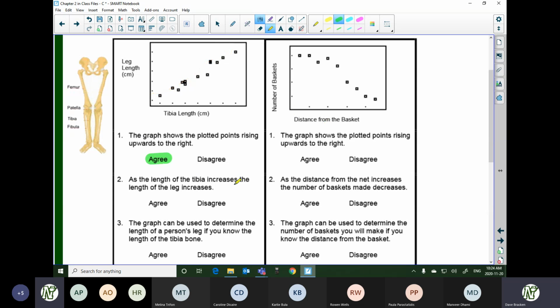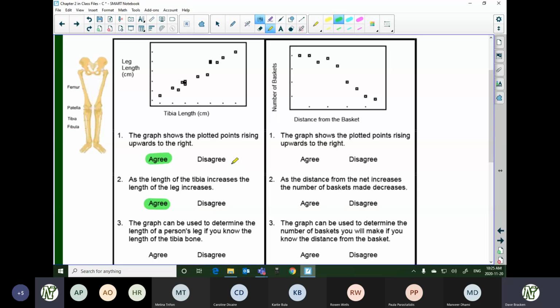As the length of the tibia increases, the length of the leg increases. As these numbers get bigger here, as we increase and get bigger and bigger, because that's the way the scale works, you see that we are getting bigger here, because when I go down to this point, we're up higher here on the graph. As your tibia length increases, as this bone increases, your whole leg length increases, and that makes sense. I don't think my shin is going to increase and my femur is going to shrink. I don't think it makes sense. The whole leg would increase, so we are going to put agree.